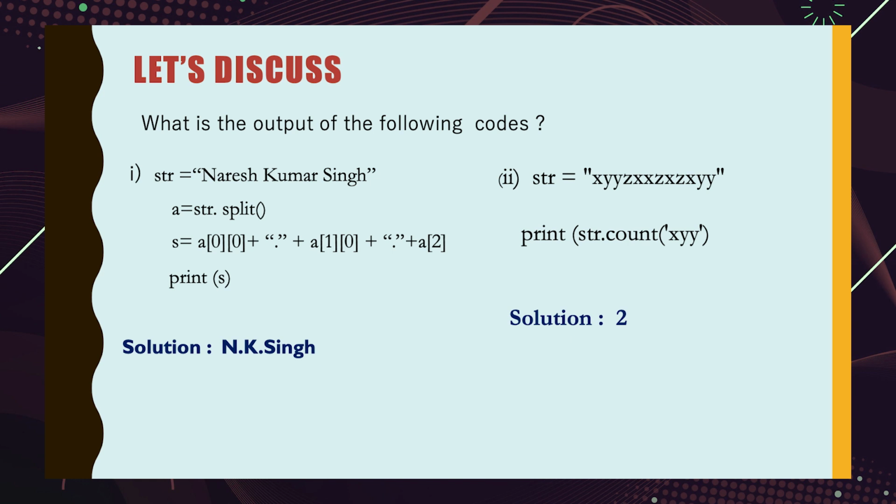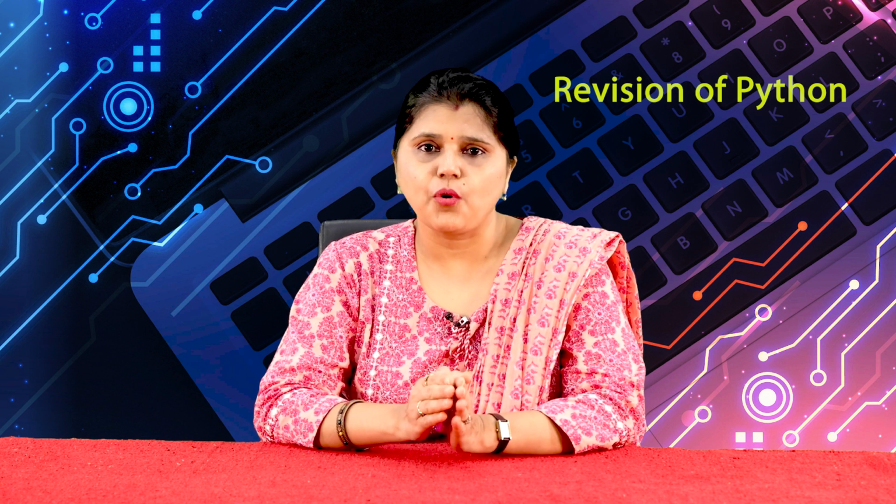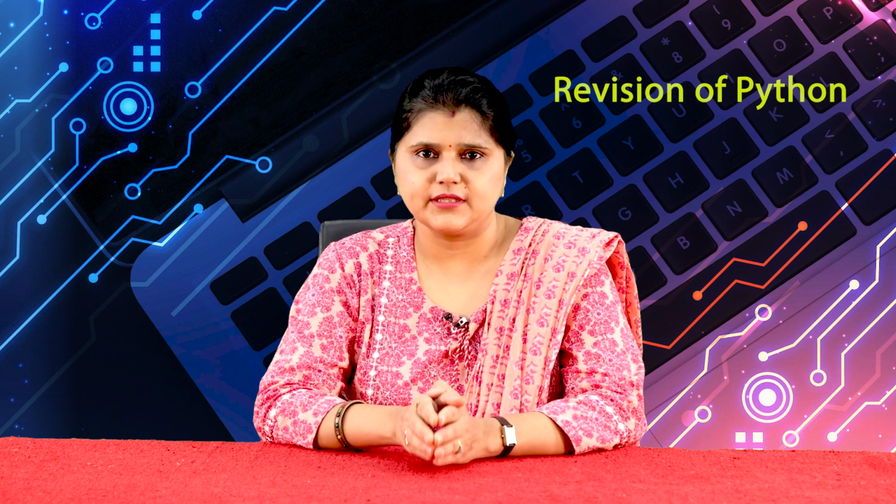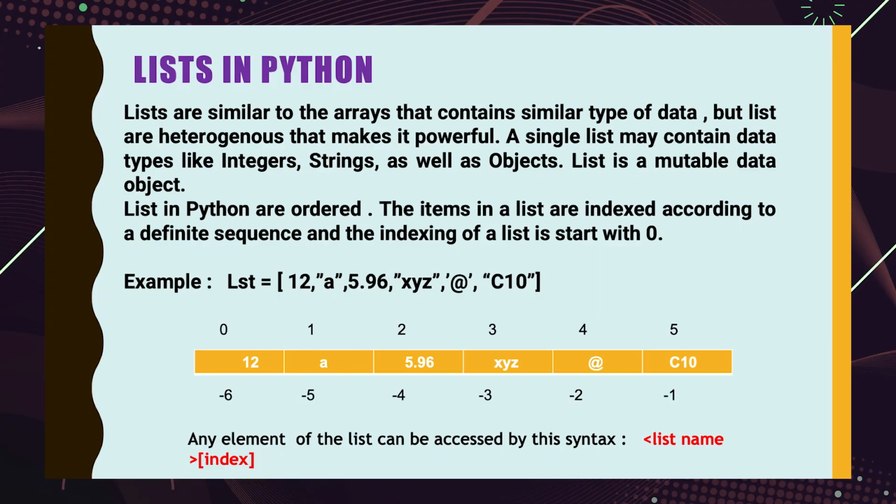Students, this is all about strings, which is an immutable data type. Now, we will take a mutable data object called list and will revise its operations and functions in the coming slides. As we know, lists are similar to arrays that contain similar types of data, but lists are heterogeneous. That makes it powerful. A single list may contain data types like integers, strings, as well as objects. A list is a mutable data object. That is, unlike strings, we can change its values during runtime.